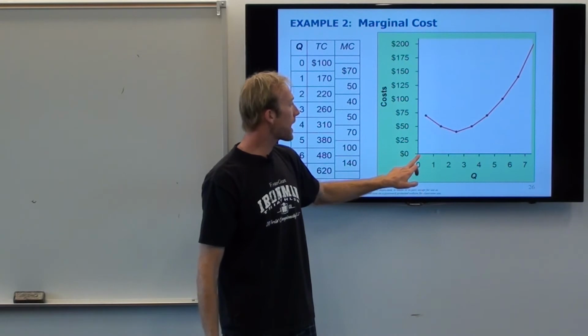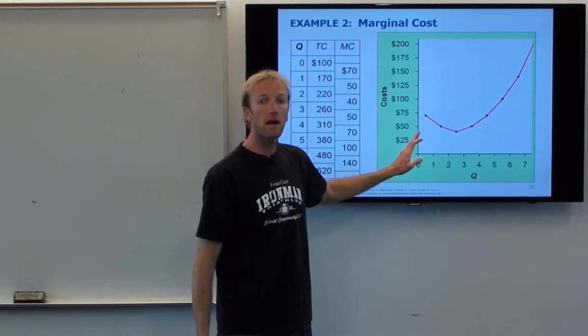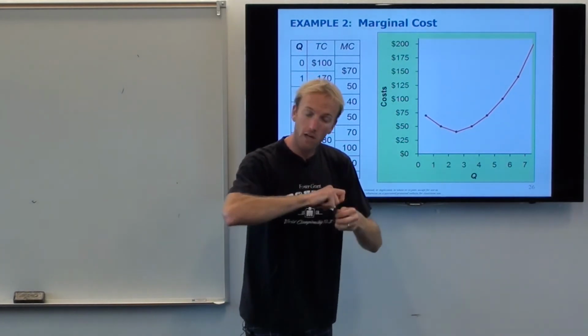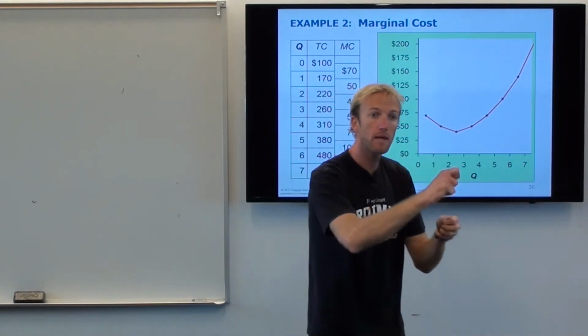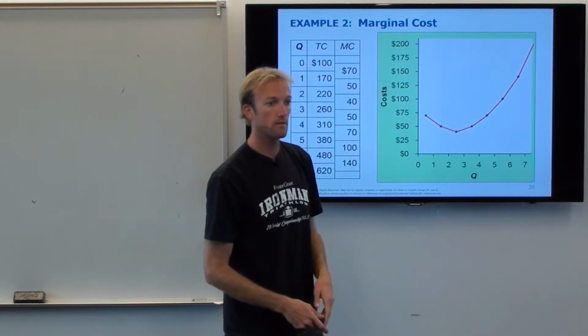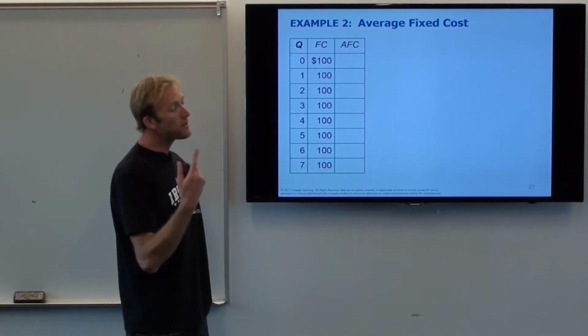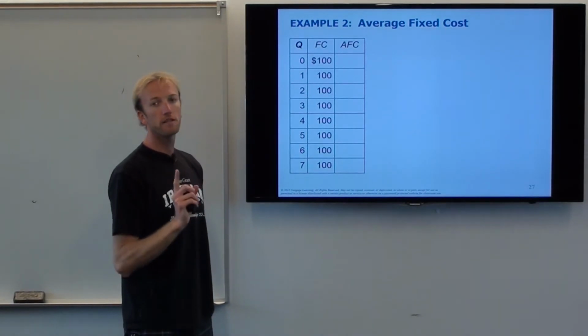So these are not graphed on the actual numbers, they're graphed in between to remind you that it's a marginal cost. It's the cost of starting here and making one more of whatever it is. Okay? So that's marginal cost. Here's another cost I want you to think about, average fixed cost.